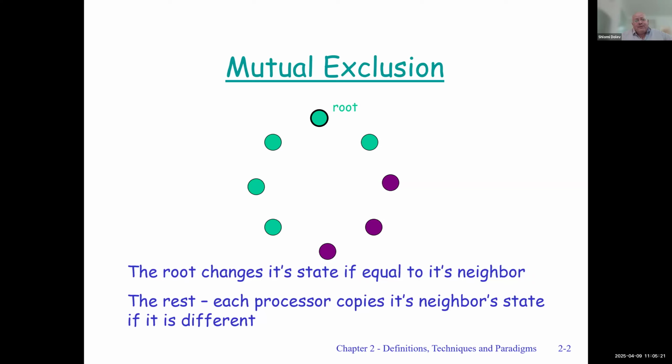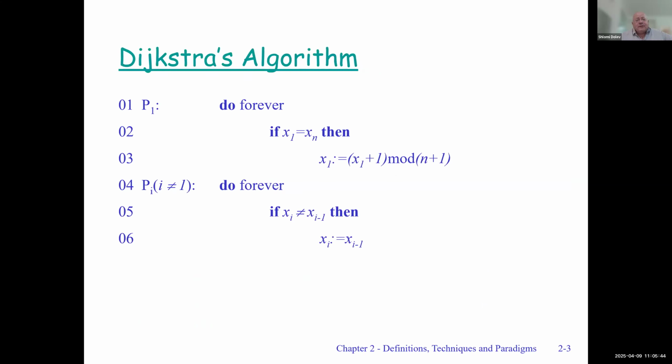But what happens if something is corrupted? And what do we mean by corrupted? Well, each of the participants has a program, and the program has variables, and the state of the processor is the content of these variables. So you can look at an algorithm where there is one variable, which is x, and for this special processor P1, it's x1, and the rest is xi.